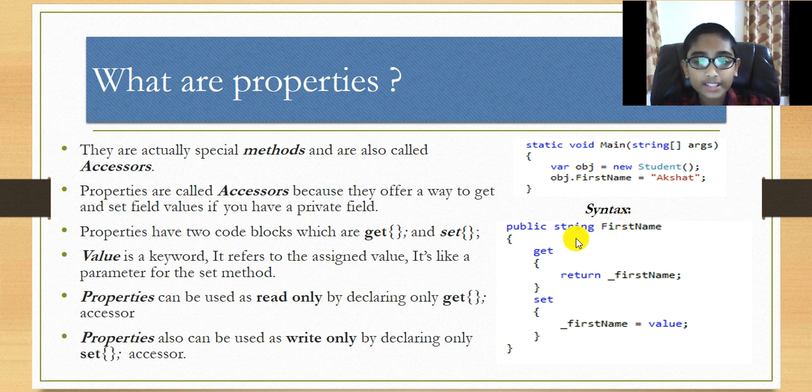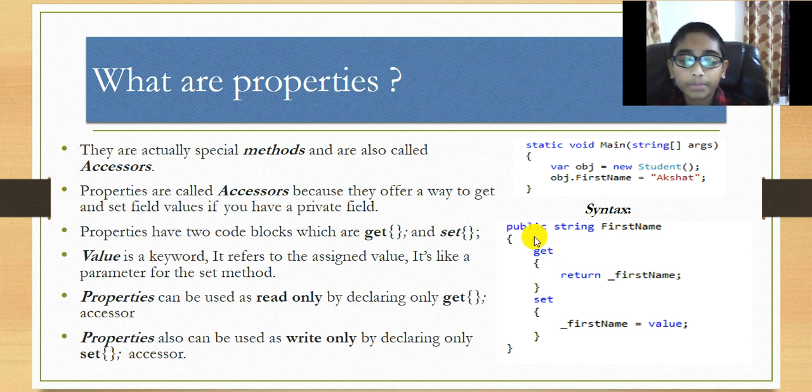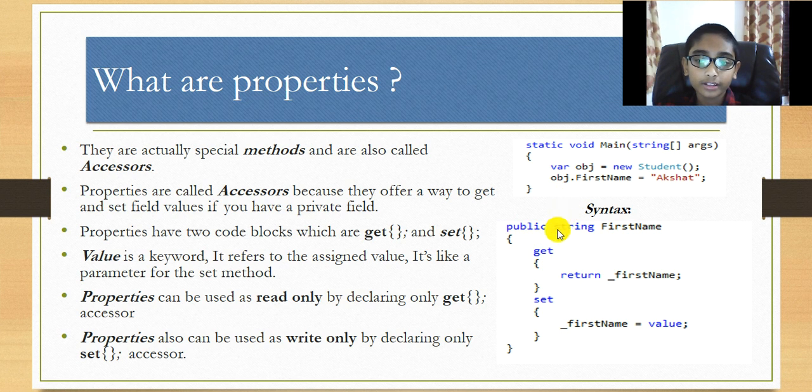So the syntax for declaring a property is: access modifier, and then the data type, property name, and then you have to open a curly bracket and then type in the get method, which also has curly brackets, and then you have to type in return and the name of the field you're creating this property for, semicolon, or else you'll get an error, which I'll show you in the Visual Studio demo.